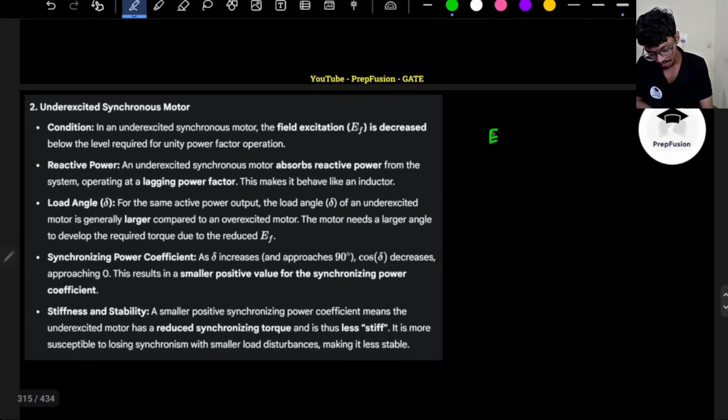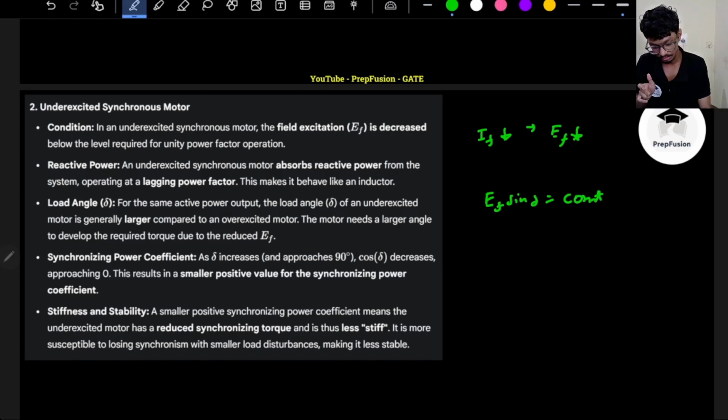You will reduce the IF. I am underexciting it. That means EF will be reduced. If EF is reduced, that means, again, power is constant. So your EF sin delta has to be constant. If EF is reducing, sin delta has to increase. That means your delta, the power angle, has to increase. If the power angle is increasing, I'm going more towards instability.